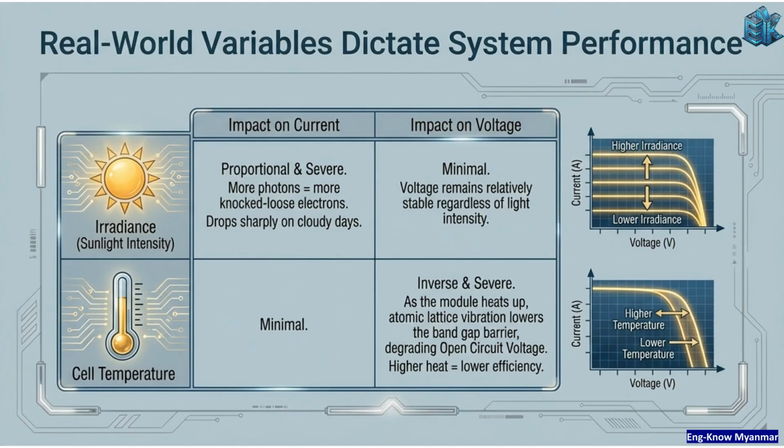Real-world variables dictate system performance. Irradiance, or sunlight intensity, has a proportional and severe impact on current. Cell temperature has an inverse and severe impact on voltage, with higher heat leading to lower efficiency.